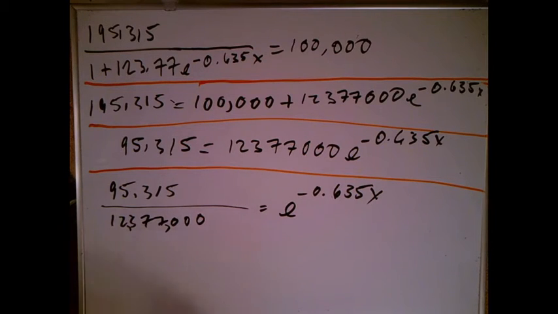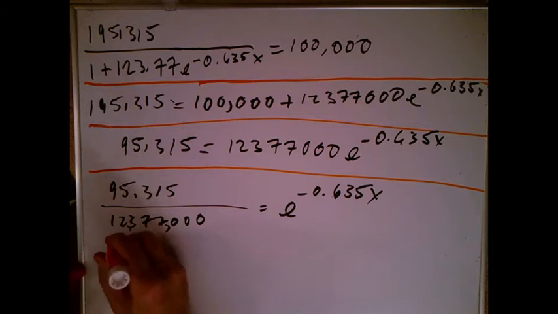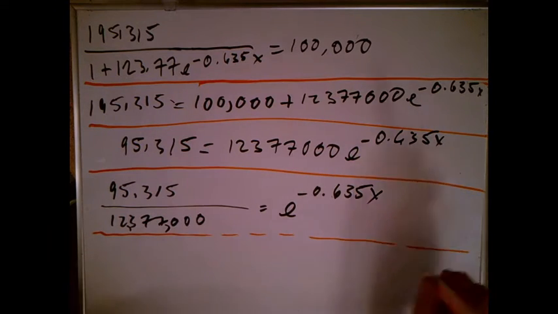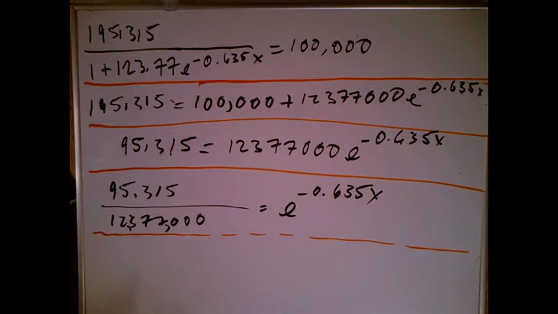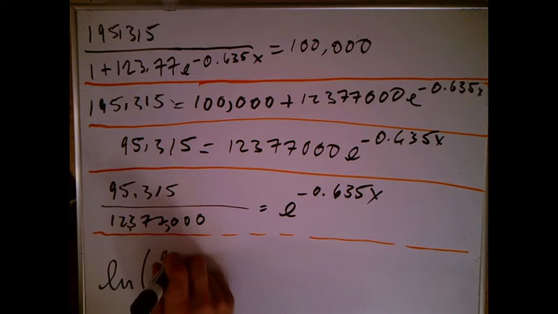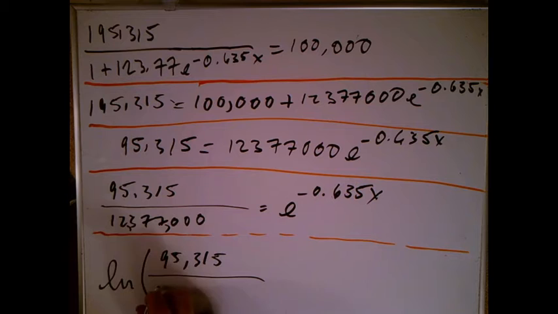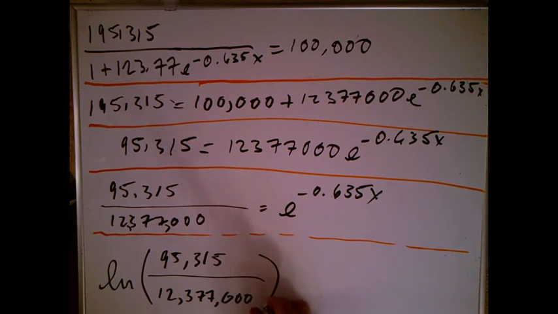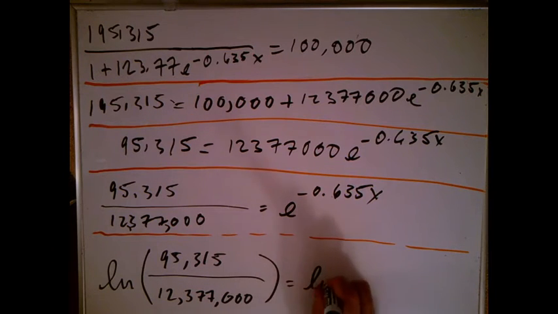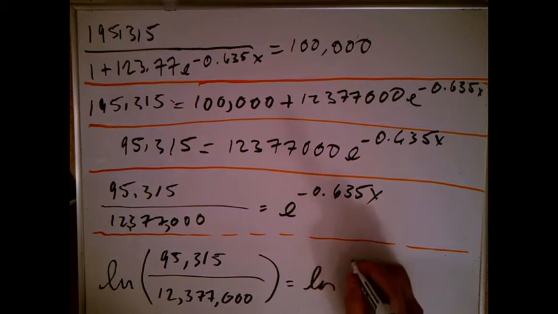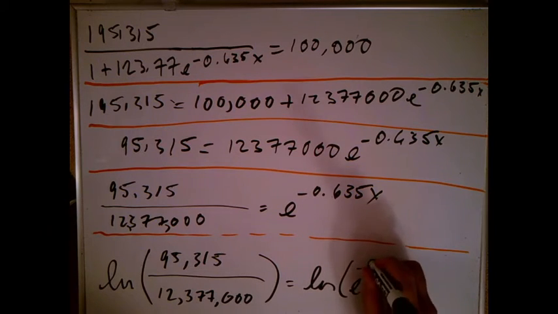Because I have e to this thing, what we're going to do now is take the ln of both sides. We could use any logarithm, but ln and e are nice things, so we're going to do this. I'm going to get the ln of what is actually a fairly tiny fraction, because the bottom is so much bigger than the top. So 95,315 over 123,770,000 equals the ln of e to the minus 0.635x.